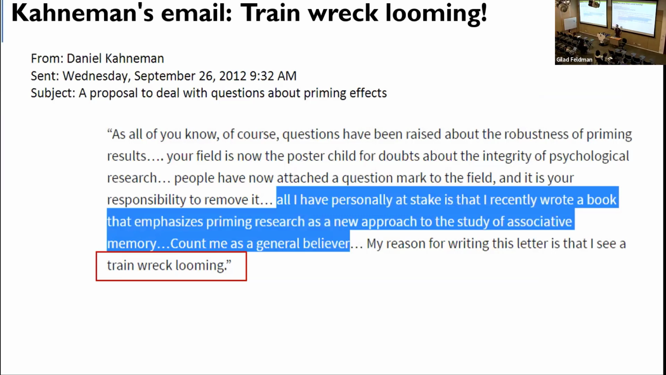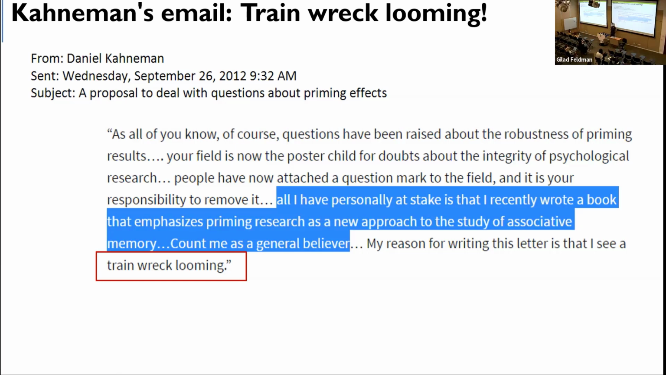We didn't know this until 2016, but he actually wrote an email. And this is a copy-paste, a screenshot from the email, written in 2012, a proposal to deal with the questions about priming effects. So people started looking into these priming effects, some of the strongest effects allegedly in our literature, saying, but this doesn't seem to hold. We can't replicate this. Some of the things there don't make sense with effect sizes.